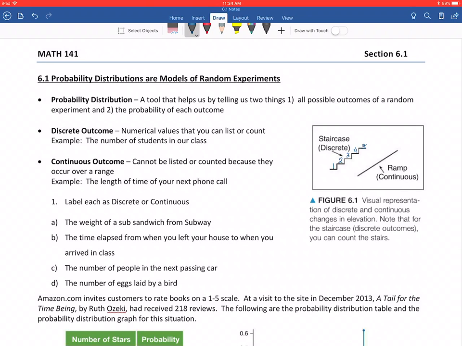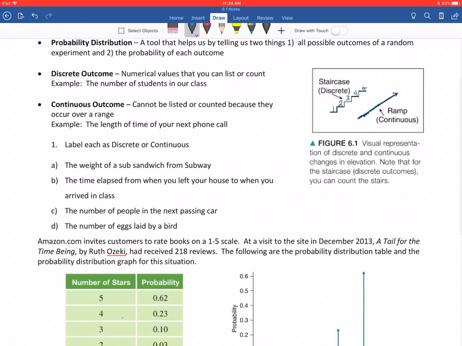The second is a continuous outcome that cannot be listed or counted because they occur over a range. An example would be the length of time of your next phone call. So that would look more like this because time is continuous. I can break time apart into any tiny increment. I could count it in hours or minutes or seconds or milliseconds or nanoseconds. And there are all of those little between values that really do work. And that's the difference.